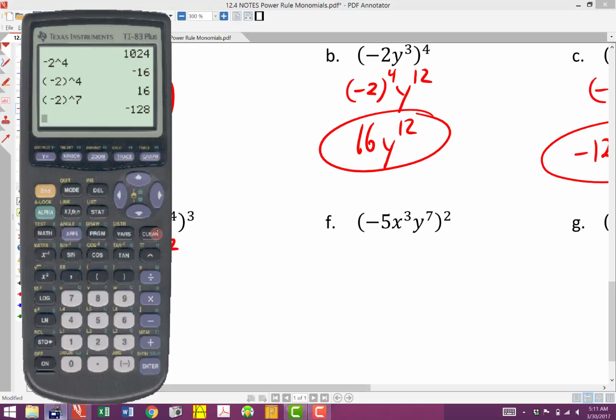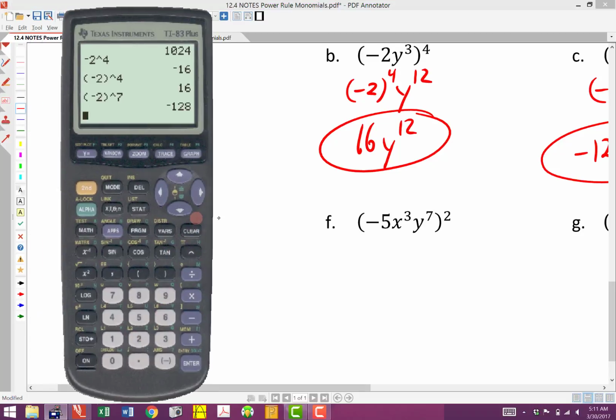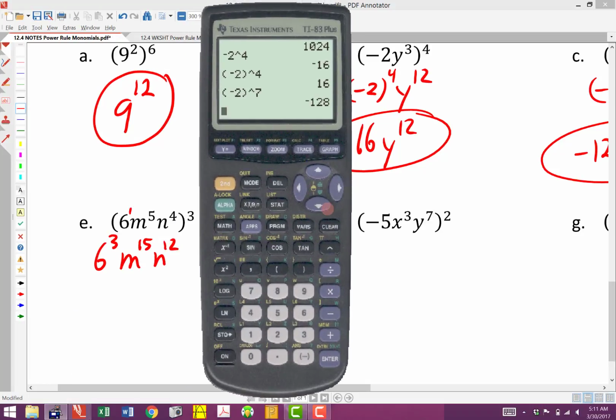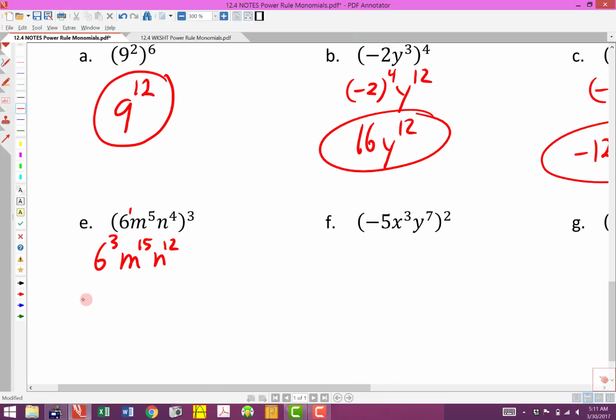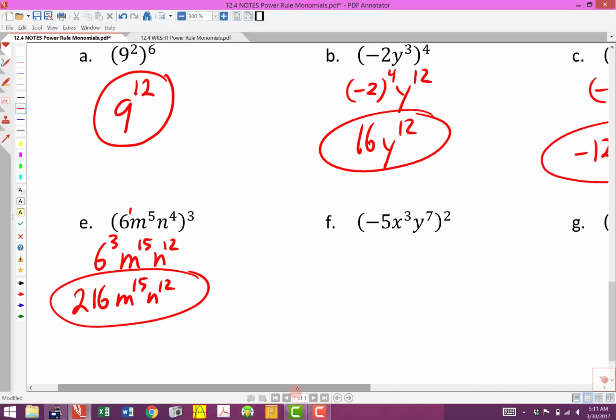You may recognize that. We've got 6 raised to the third. So we'll do 6 raised to the third. 216. That's on our list of perfect cubes. Hopefully you've got those memorized. 216, m to the 15th, n to the 12th. And we're done with that one. That's under our threshold of 1500.